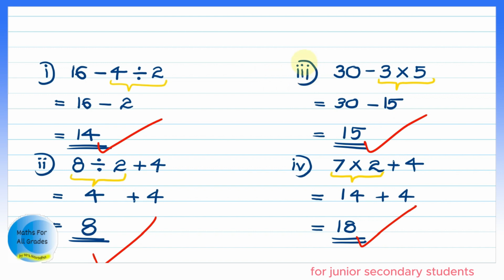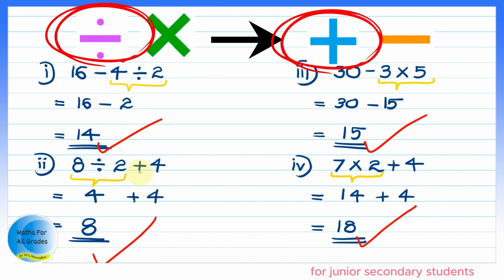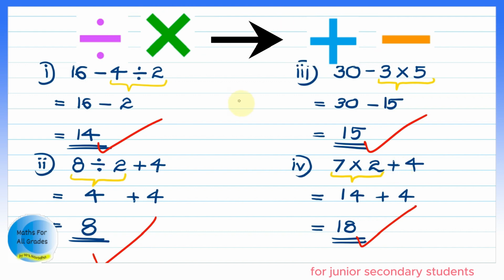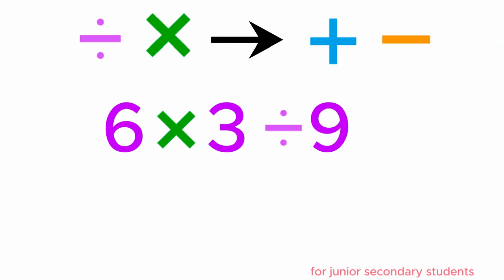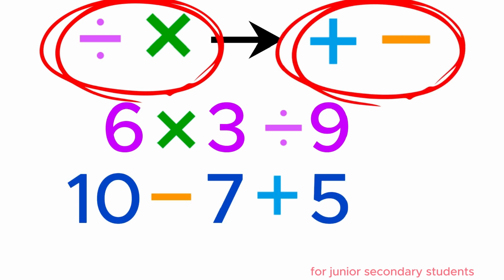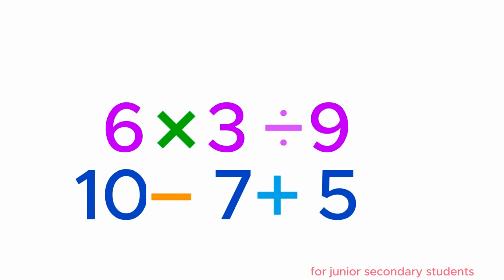Okay, so far what we did here is we identified which mathematical operation we should do first between division and subtraction, division and addition. Here multiplication and subtraction, multiplication and addition. But what if you got a question like this? A question with division and multiplication or addition and subtraction. You know, they are like buddies. Division and multiplication are like buddies. Addition and subtraction are like buddies. So what are you going to do then?